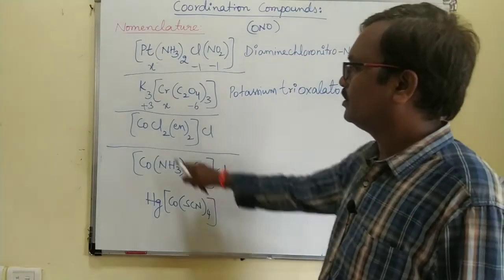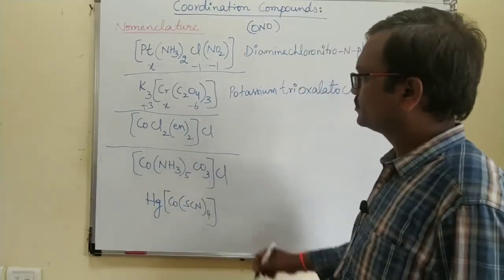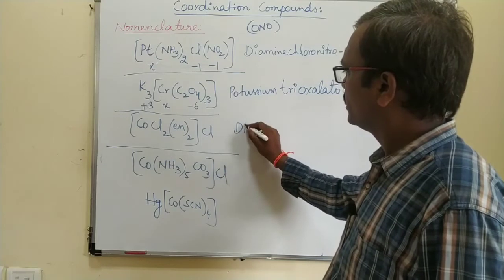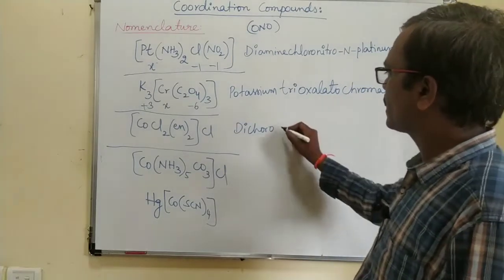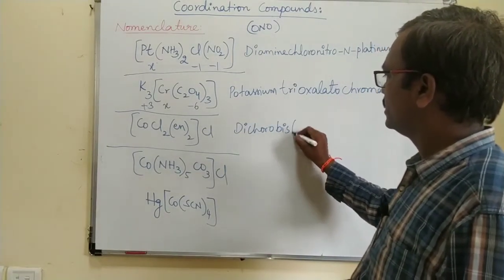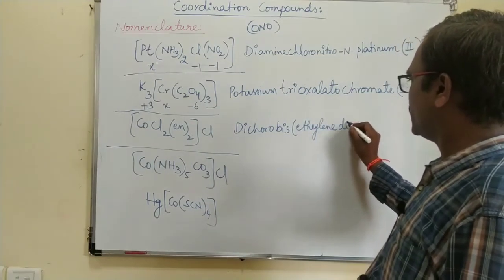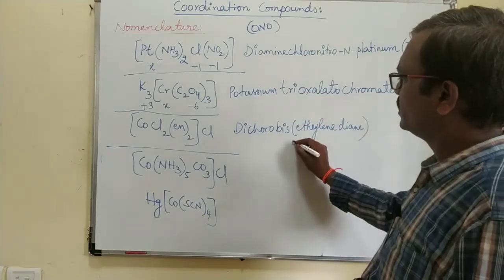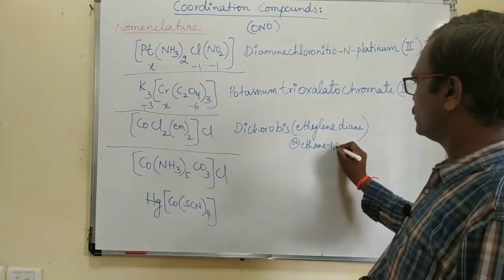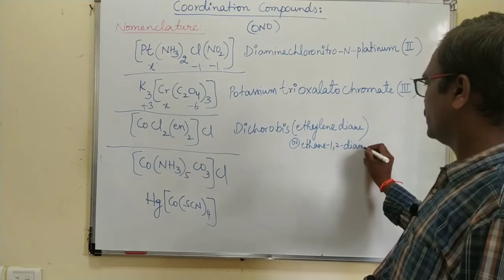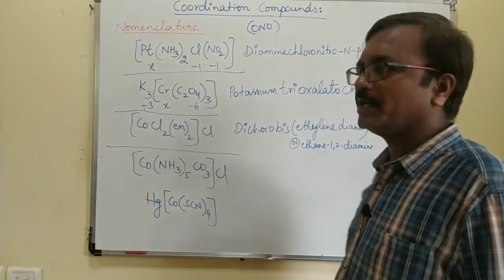So, ethylene diamine. So, dichloro. I told you, for ethylene diamine you have to write bis. Dichloro, bis, ethylene diamine, or you can write it as ethane 1,2-diamine. Either you have to write ethylene diamine or ethane 1,2-diamine, bis ethylene diamine.